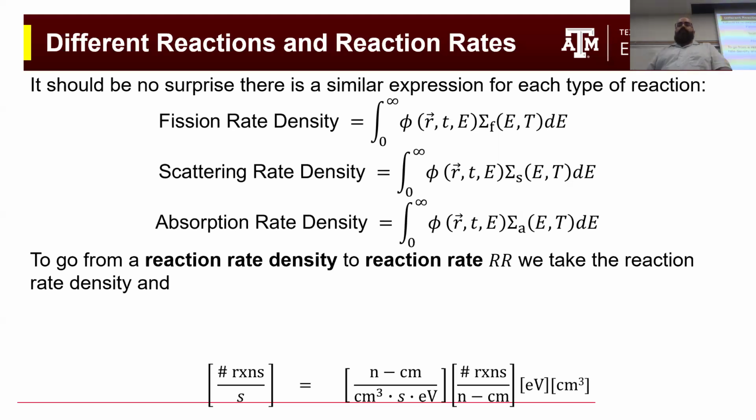That was just for a general reaction rate. You can talk about different types of reaction rate densities depending on what cross-section you have. If you have a fission cross-section, that would be your fission reaction rate density. If you have a scattering cross-section or an absorption cross-section, that would be your scattering rate density or your absorption rate density.